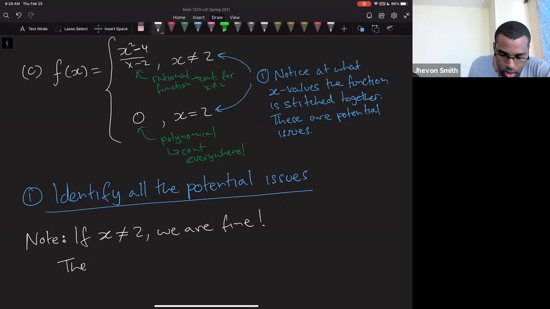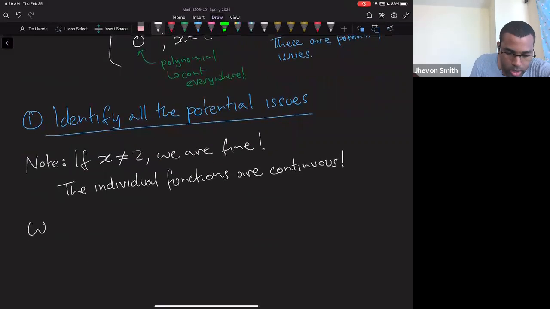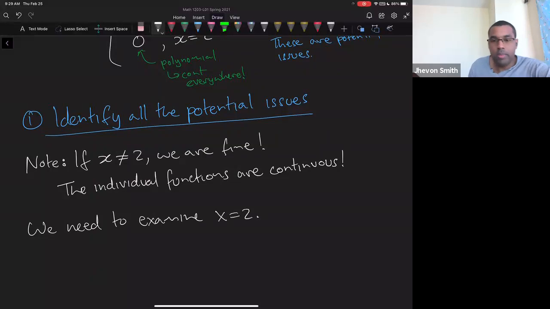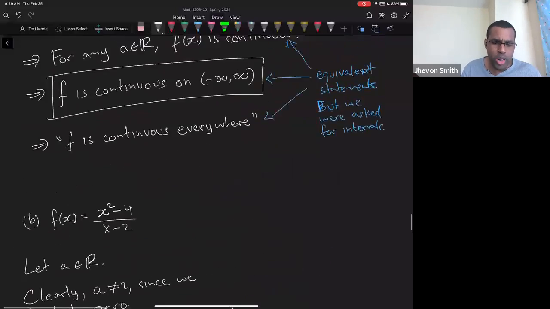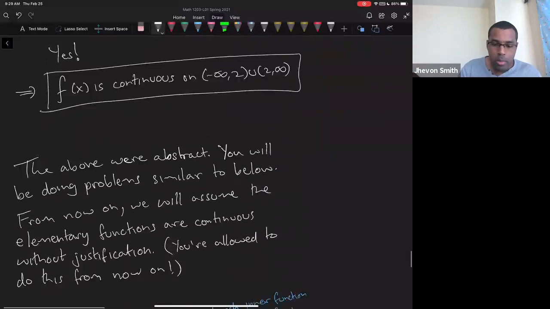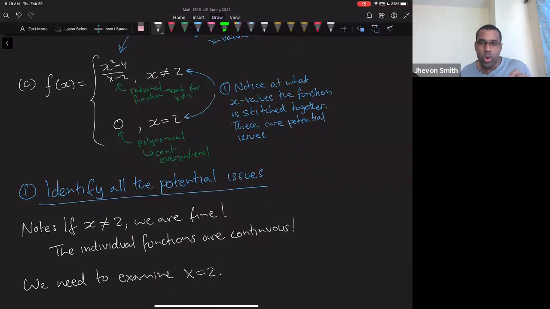The individual functions are continuous. Okay, so we need to examine x equals 2, right? So now we're going from the situation where above I had to be very abstract and say, let a be any real number. But here, because I'm assuming all the elementary continuous functions work, I can ignore most real numbers and I only focus on the problem ones, right? Because I'm assuming everything else is going to work out.